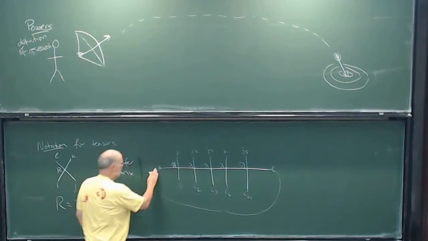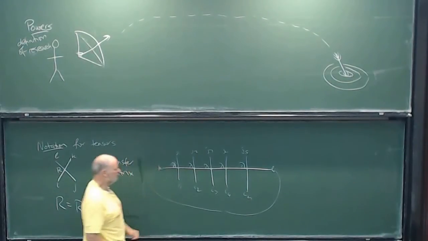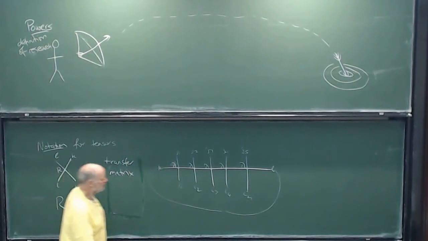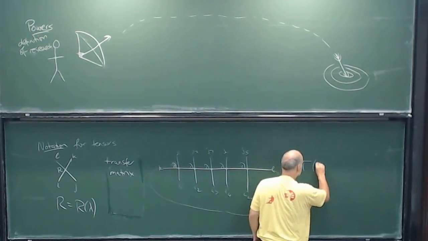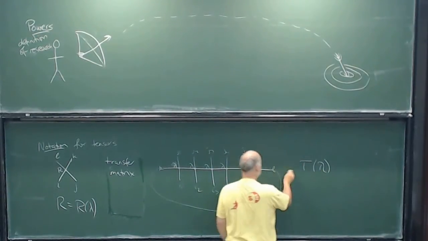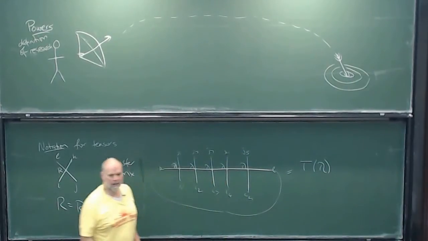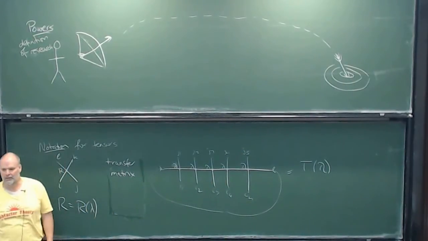So we're sort of probably going to do this. So this matrix here with the periodic boundary conditions is called T of lambda. Okay. Does anyone have a question about this notation?